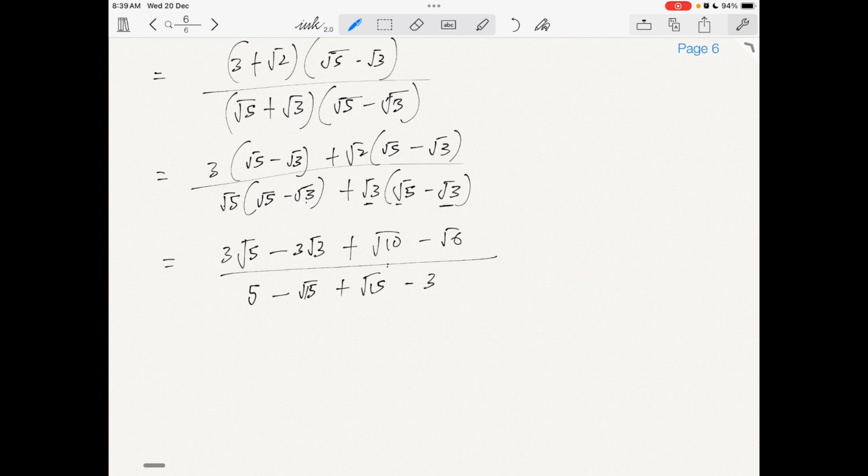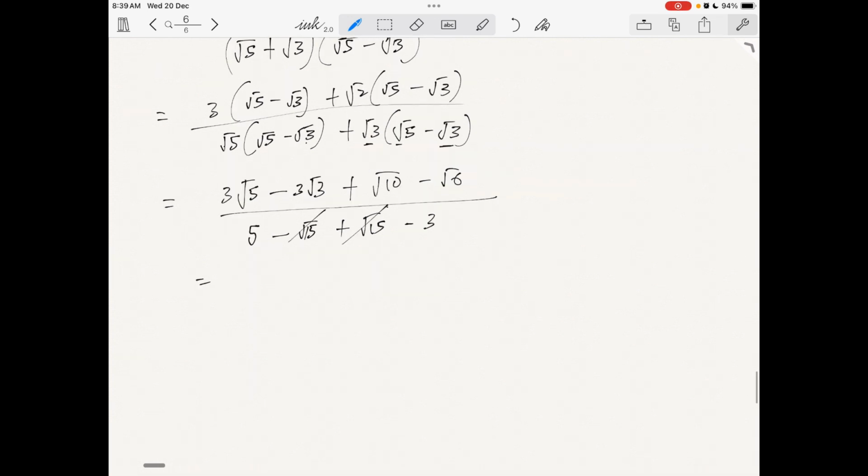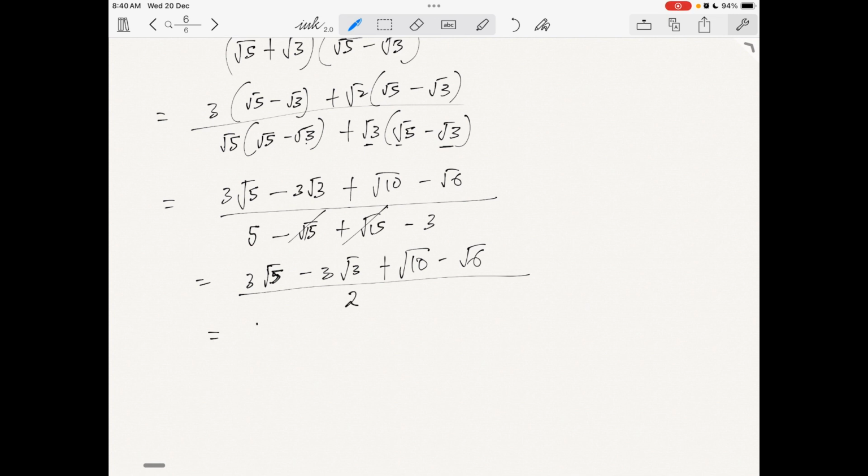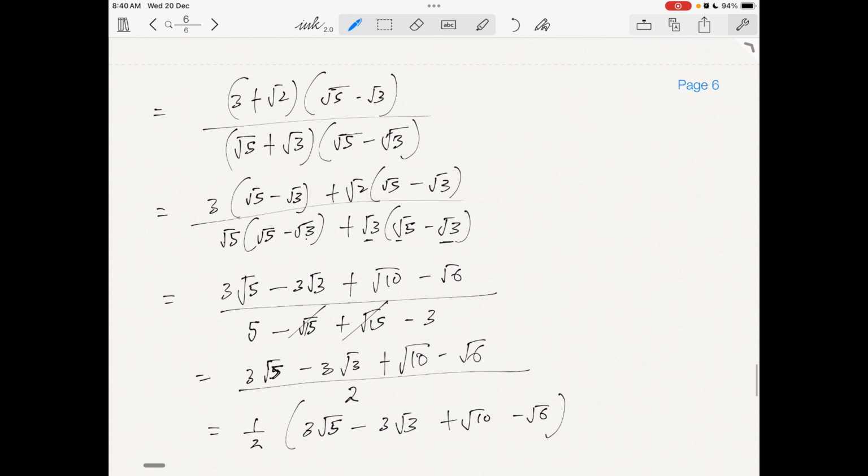So obviously this root 15 will cancel out this one, and we are left with 3 root 5 minus 3 root 3 plus root 10 minus root 6. Now this numerator cannot be simplified further, so we leave it as it is because they are all of different roots. We have root 5, root 3, root 10, and root 6. And the denominator will be what? 5 minus 3, and 5 minus 3 is 2. So we can simply write our answer as 1 over 2 into 3 root 5 minus 3 root 3 plus root 10 minus root 6. Now this solves the problem.